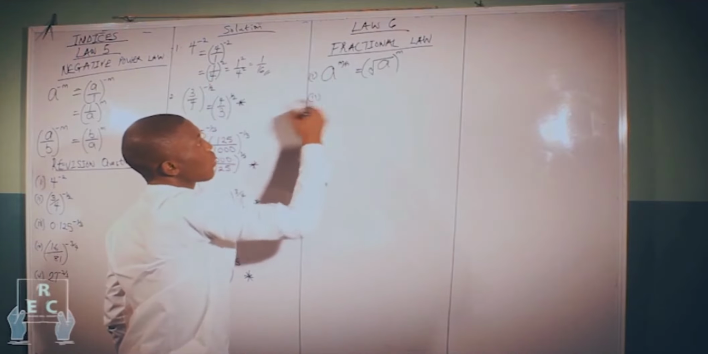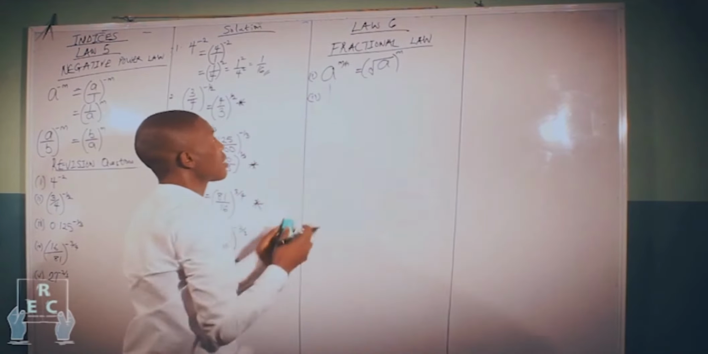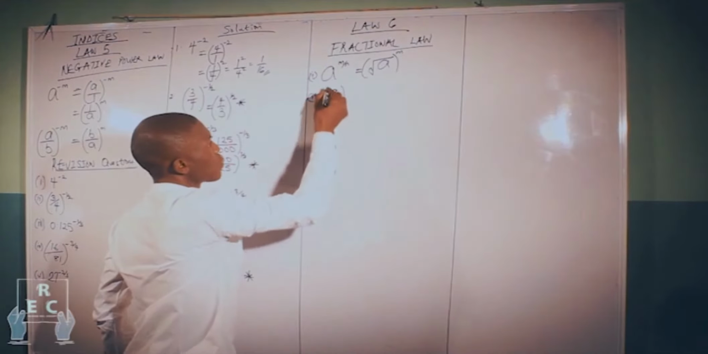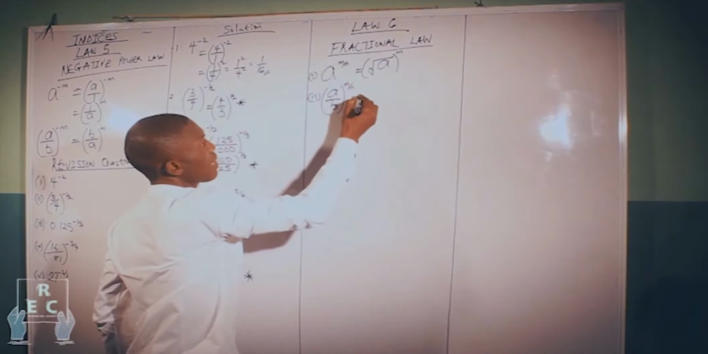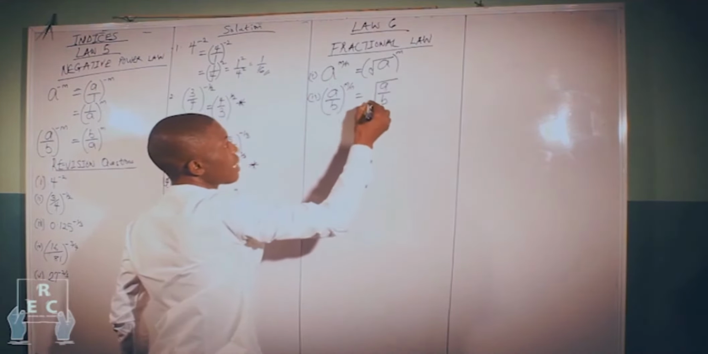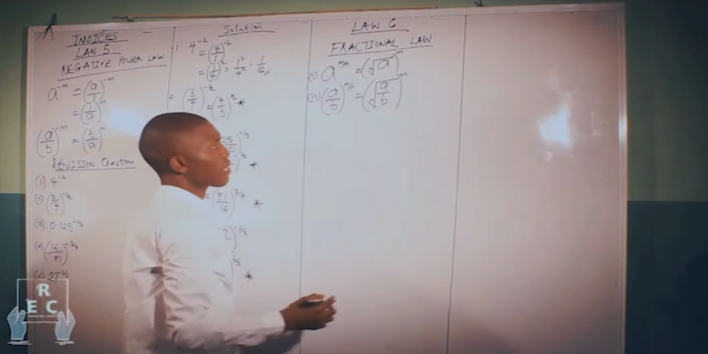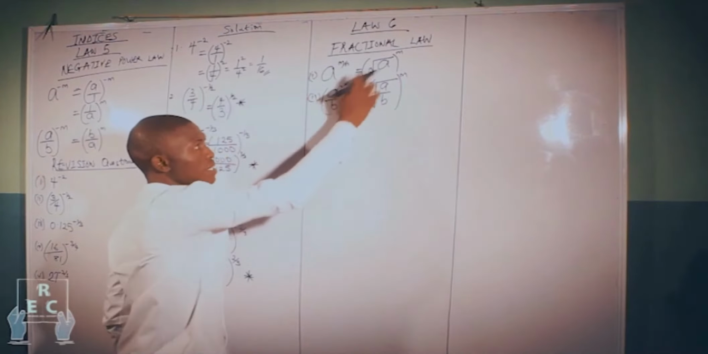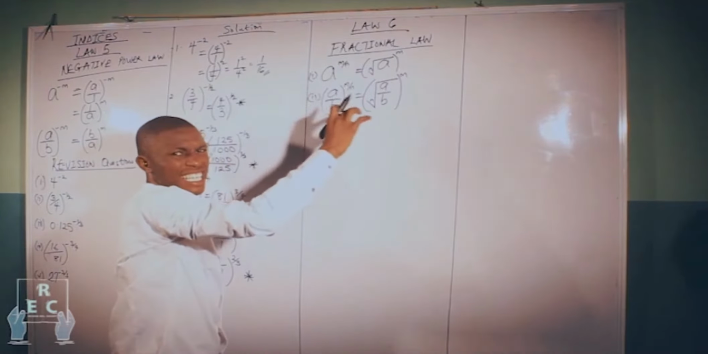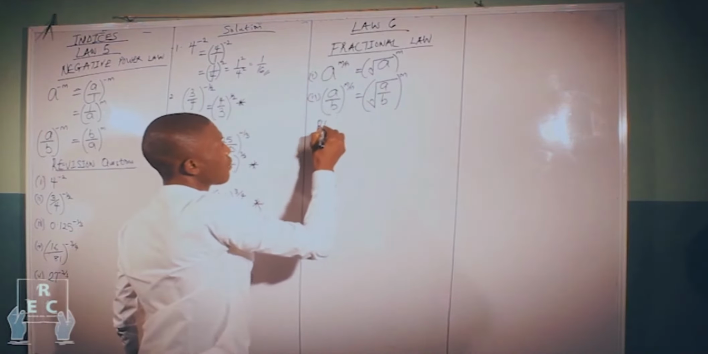The second aspect of the law, you have a over b raised to the power of m over n. The same thing applies. The root becomes our n, while m still retains the power. n becomes the root of whatever is in the bracket. Did you get that? As simple as that. Okay, let's have our revision examples.